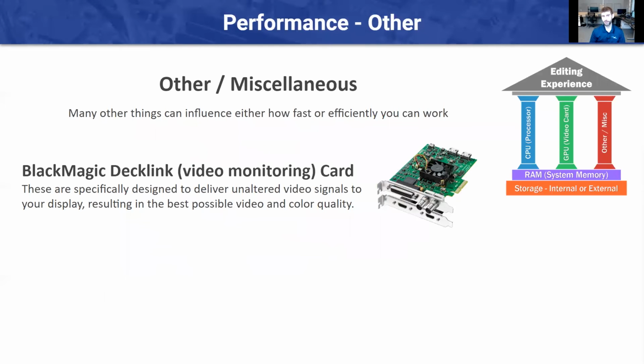First is a video monitoring card. We typically use DeckLinks from Blackmagic. And what those do, if you're not familiar with them, is they can provide an unaltered video signal to your display. So a secondary display, not your primary. And it gives you the best quality video. It's also the only way to get 10-bit display out in After Effects. And Premiere Pro, you can go through your video card for 10-bit. In After Effects, you have to use one of these cards.